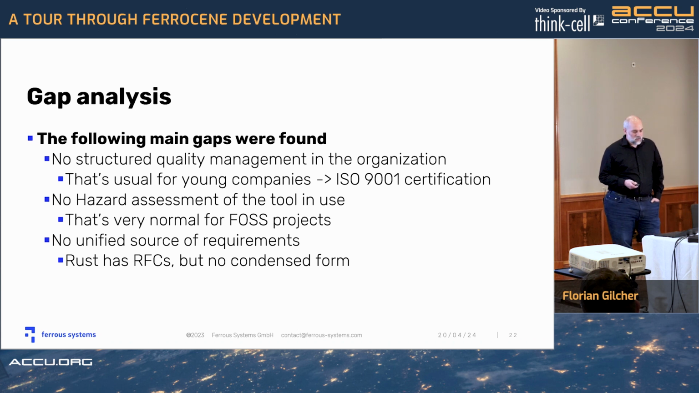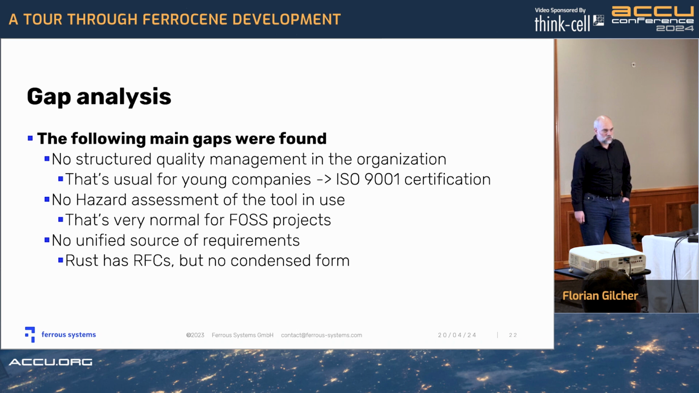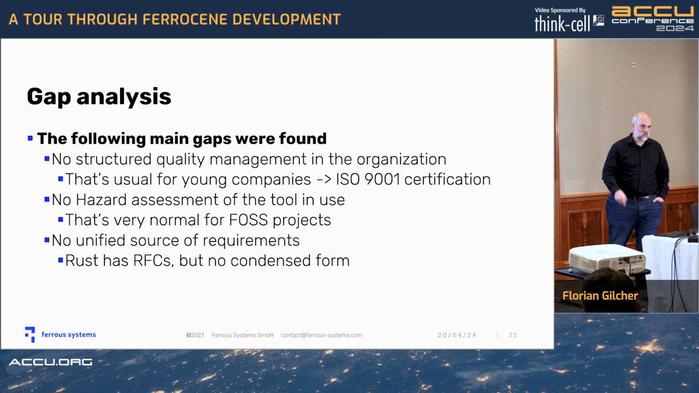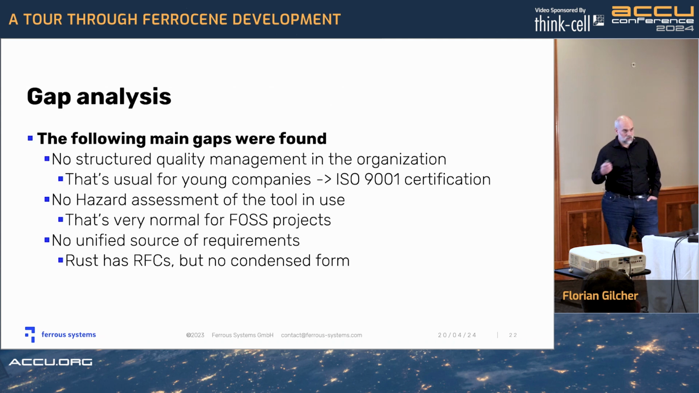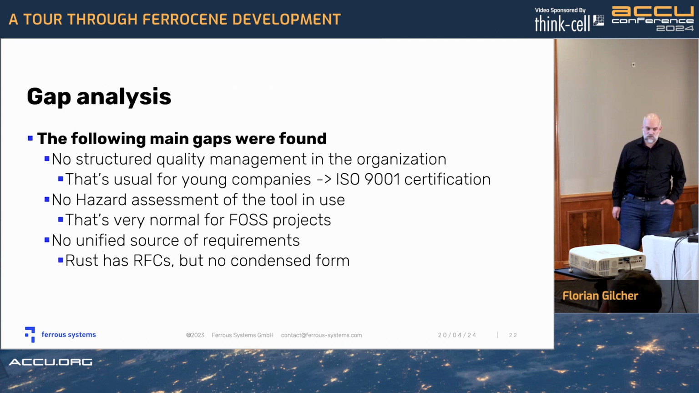And the last one was no unified source of requirements. The Rust project has RFCs. All changes need to go through an RFC, and this actually goes way back until 2012. But they don't exist in a condensed form. So there's no way where you can go and say, how should the Rust compiler behave? So that's the initial broad assessment. We need to figure all of these things out.